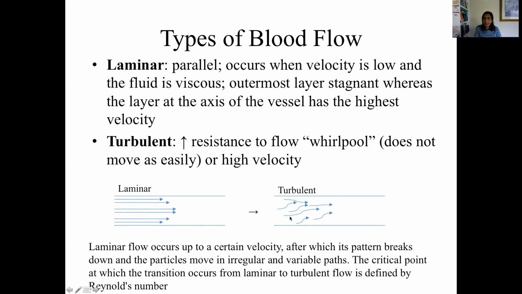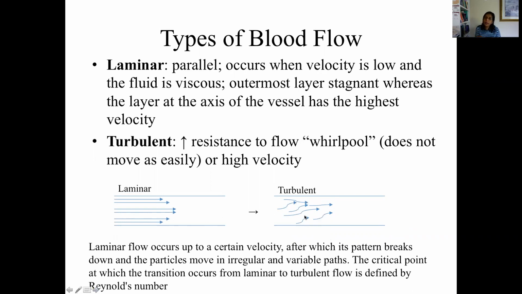Now, what you're seeing here is turbulent flow. If there is resistance right here, blood is not getting through the space as easily. That could be the cause of turbulence. Or the force with which blood is allowed to move through the vessel. Okay? Faster than the blood vessel can handle. That could be another cause for turbulence.